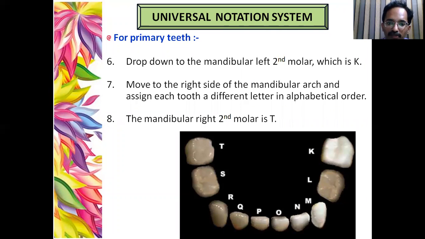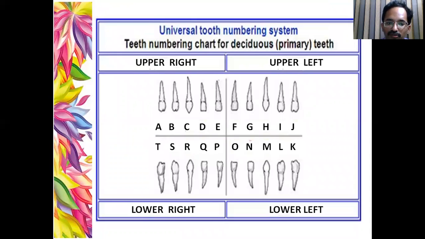And drop down to the mandibular left second molar, which is K, and move to the right side of the mandibular arch and assign each tooth a different letter in alphabetical order. The last tooth, which is the mandibular right second molar, is assigned the letter T. So this is how the teeth are described in the universal tooth numbering system for primary teeth.